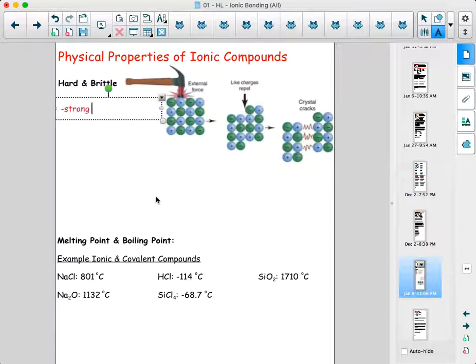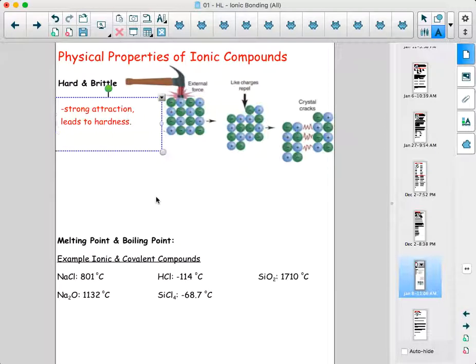So this is different than metallic bonds. Metallic bonds have positive ions in delocalized electrons, and the positive ions are able to move if you put a force on them because the delocalized electrons can maintain an attraction if the position of those positive ions moves.